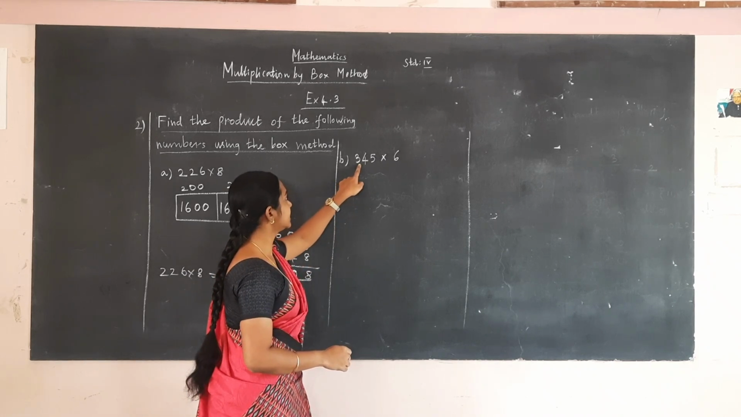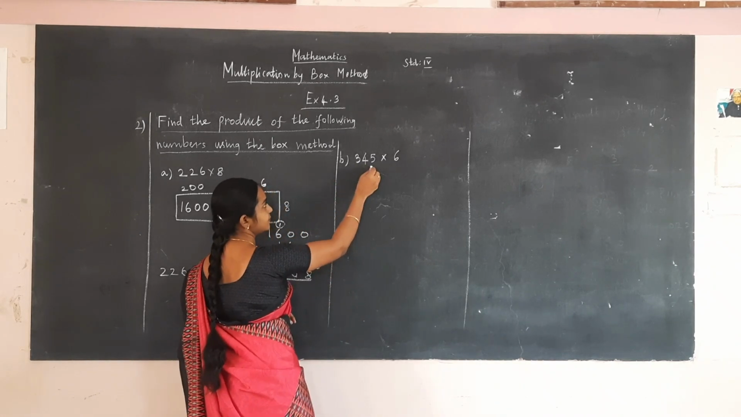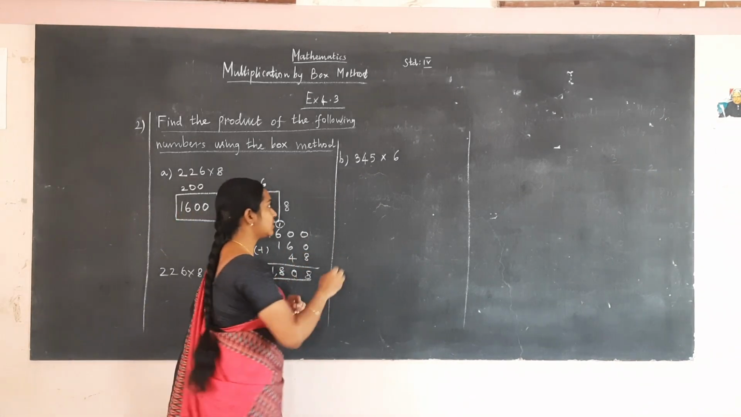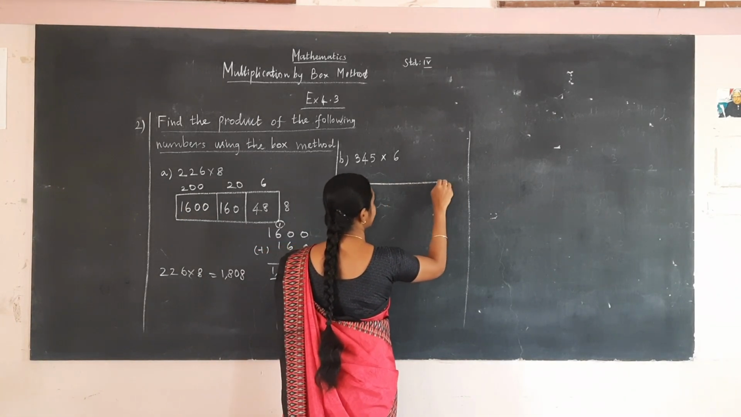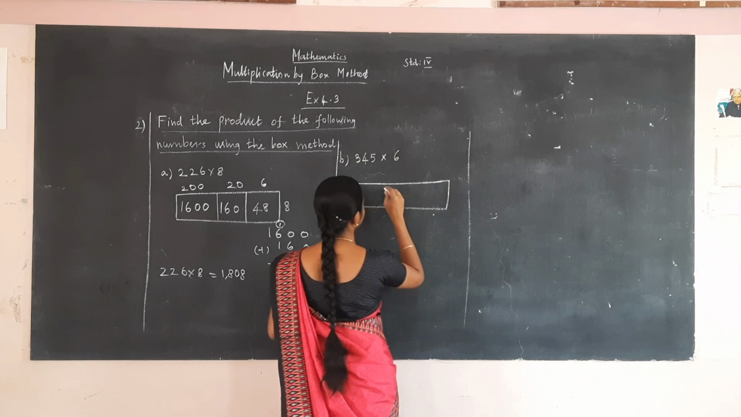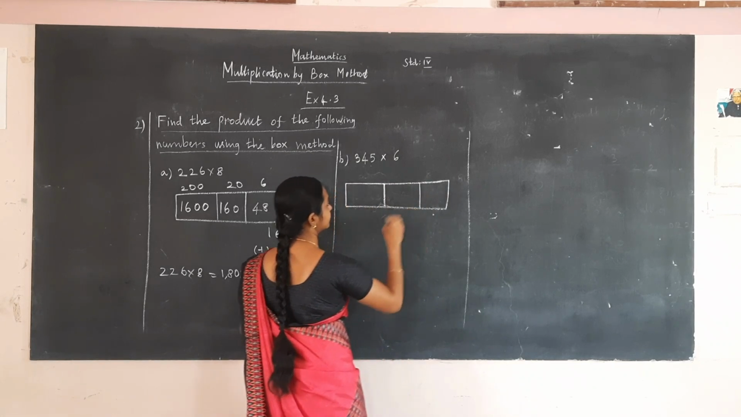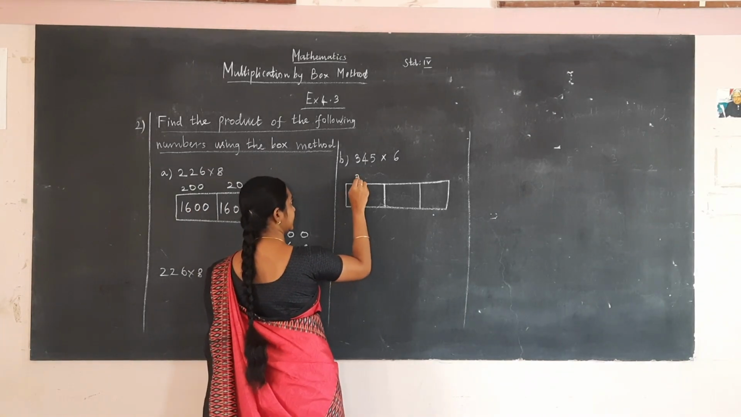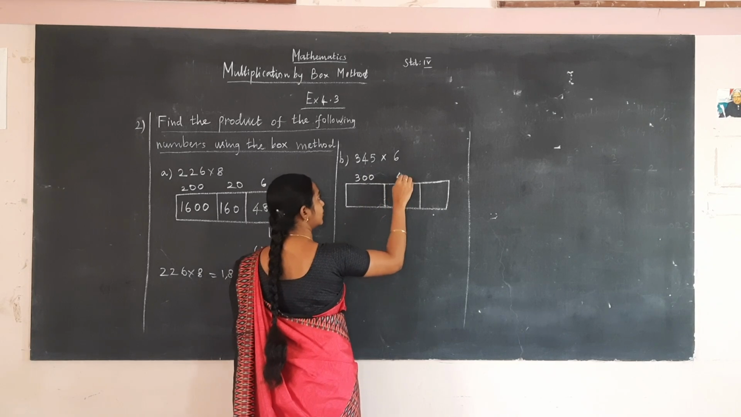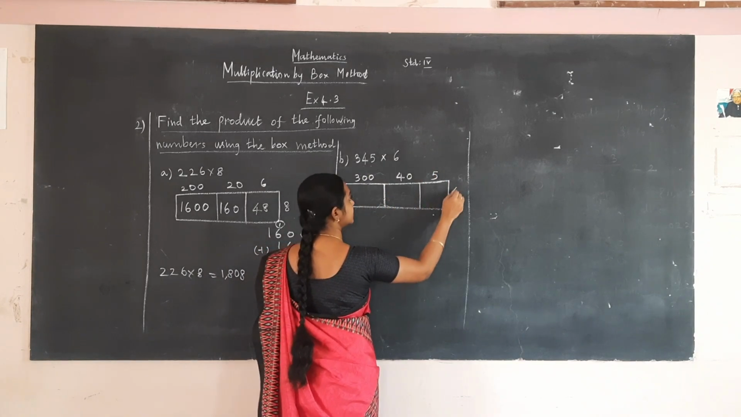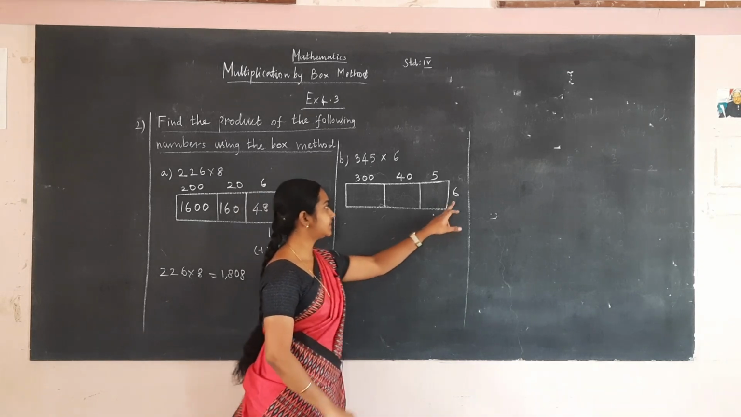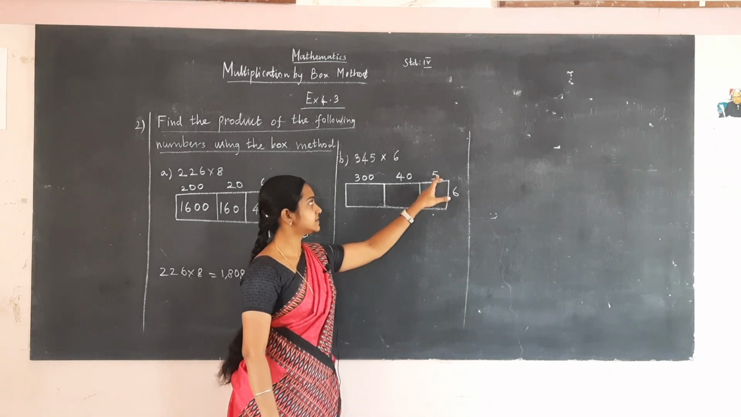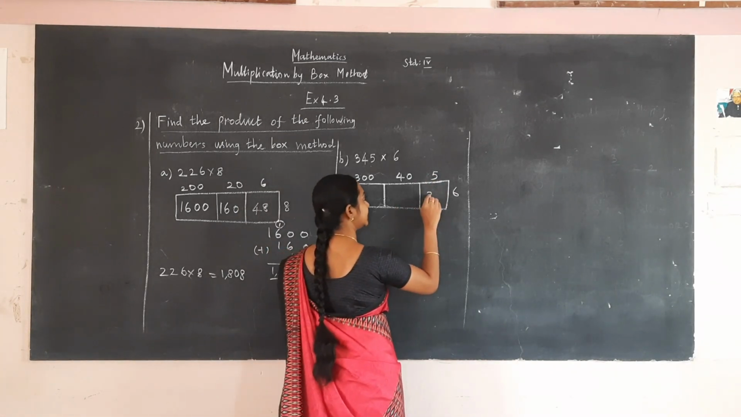We have to multiply 345 and 6. 345 has 3 digits. So we have to put a box which has 3 columns. Next we have to expand 345. We can expand it as 300 plus 40 plus 5. Write 6 near to the first box. Now multiply 6 and 5 and write it in the first box. 6 5s are 30. Write it in the first box.